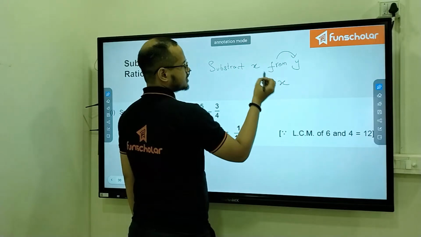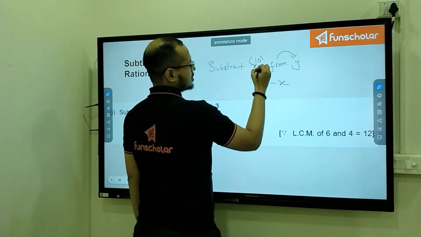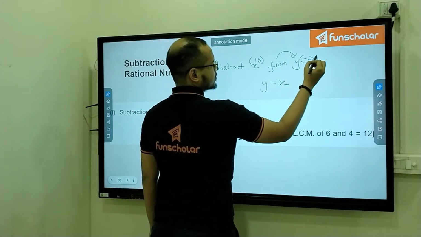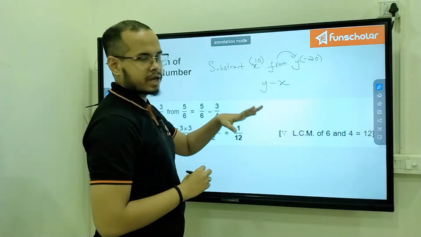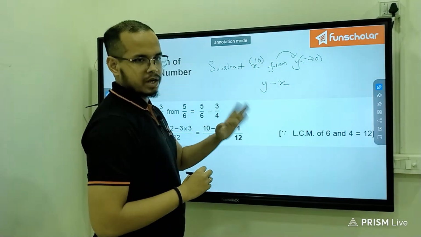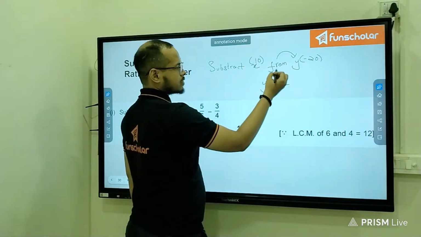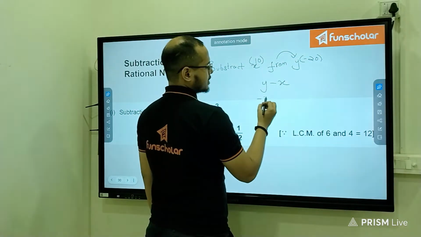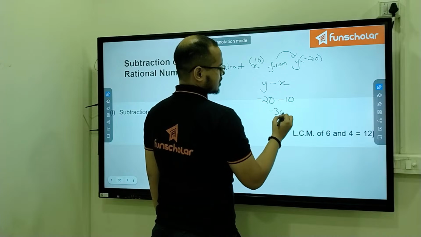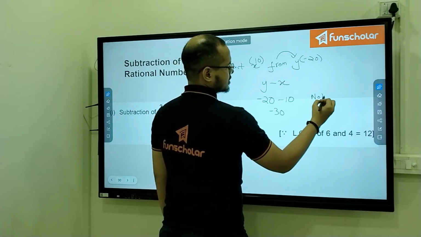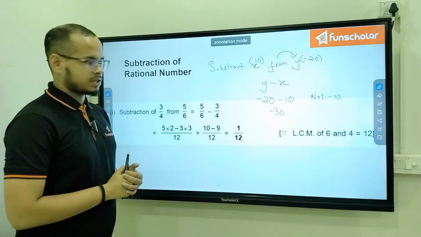Okay, so if I change this and I write subtract 10 from minus 20, we can see minus present here and 10 present here. Please don't say the answer as minus 10 or 10 plus 10, whatever. What is written on the right hand side of from? It's minus 20, so minus 20 minus 10, the answer is going to be minus 30, not minus 10. This has to be remembered for each and every subtraction sum.